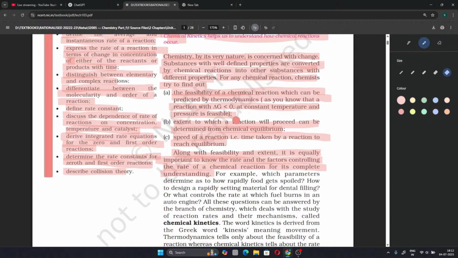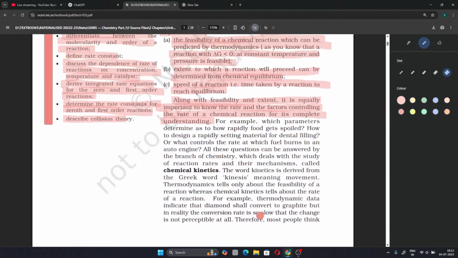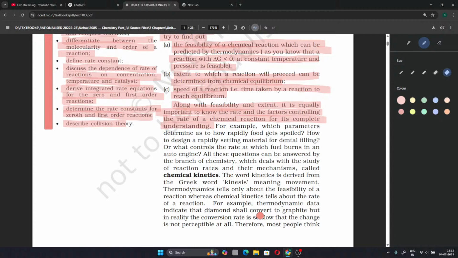Along with feasibility and how much extent the reaction will happen, it is equally important to know the rate and the factors controlling the rate of chemical reaction for its complete understanding. How fast the reaction will happen and the factors controlling this rate are important for us to know.